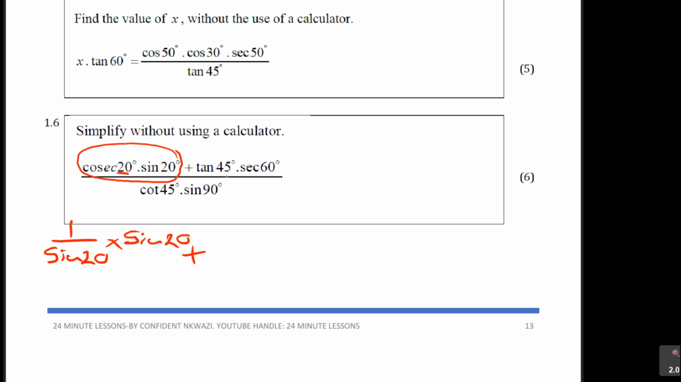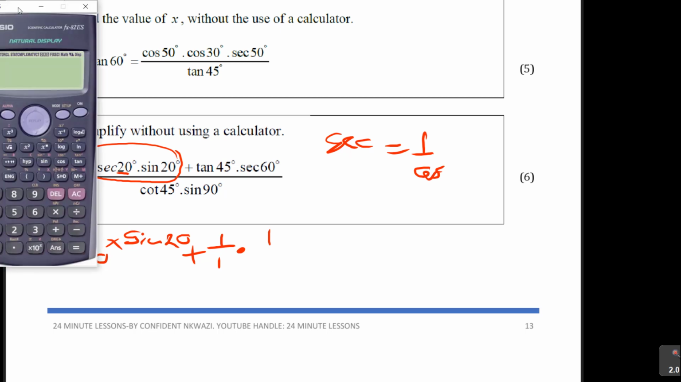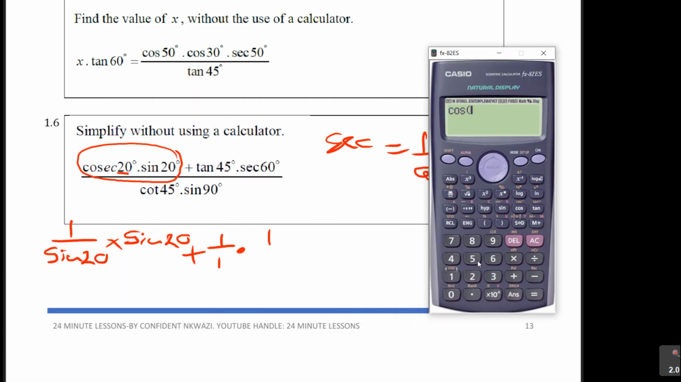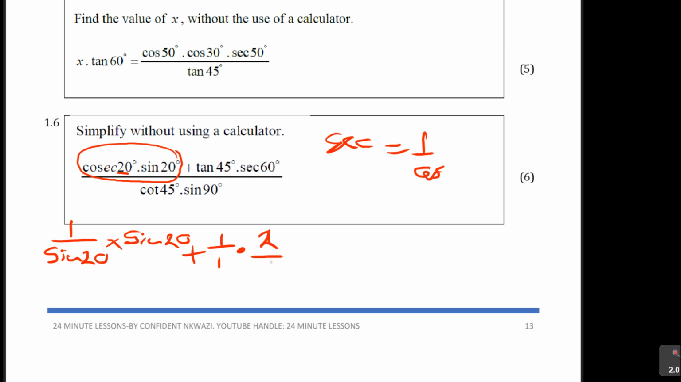Plus tan 45, I think we have already seen, it's 1 over 1 times sec 60. Now sec 60, again, this is what you do. Remember, sec is 1 over cos. So you just invert cos 60 there. So you take a calculator, ask yourself, what is cos 60? Which is what? 1 over 2. What is sec 60? So it's 1 over 1 over 2. So 1 divided by answer, you see, is 2 over 1. So here you say times 2 over 1.